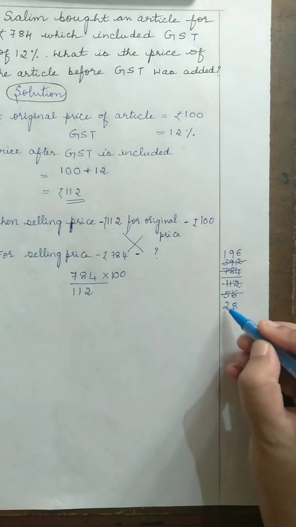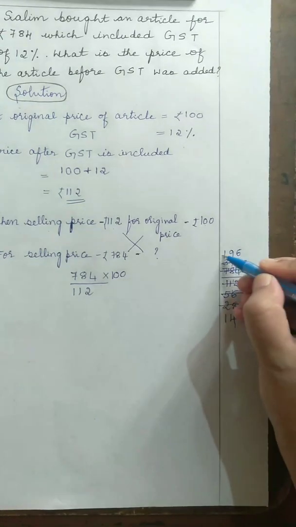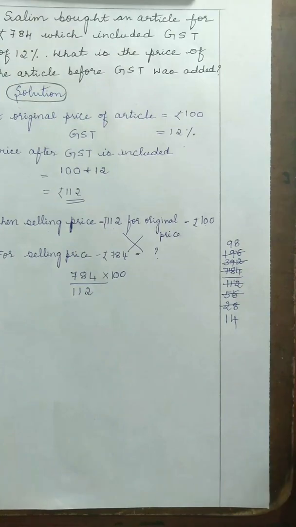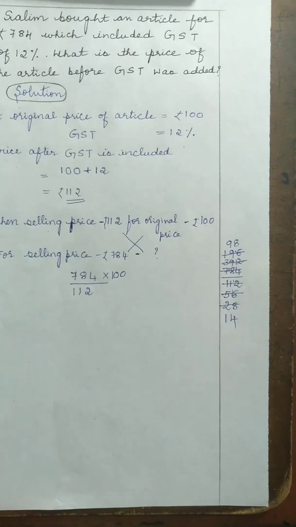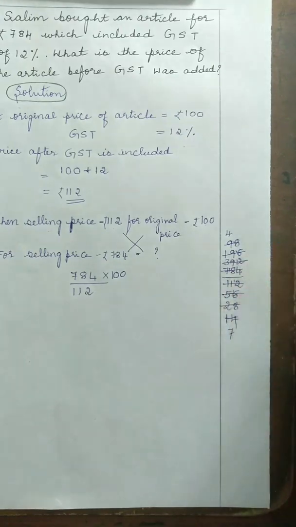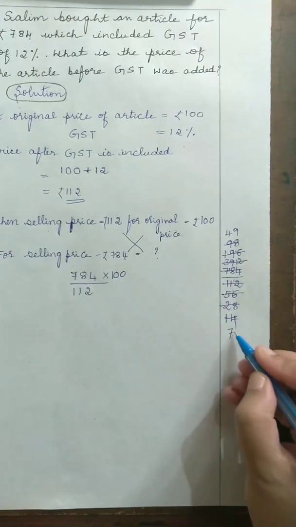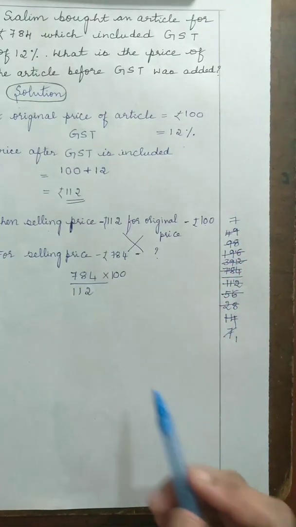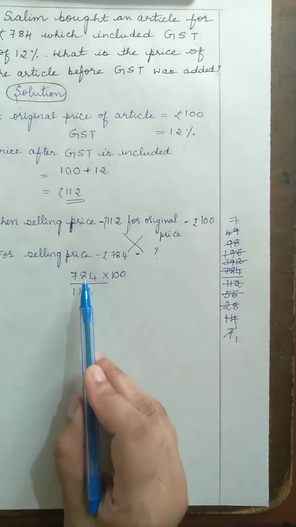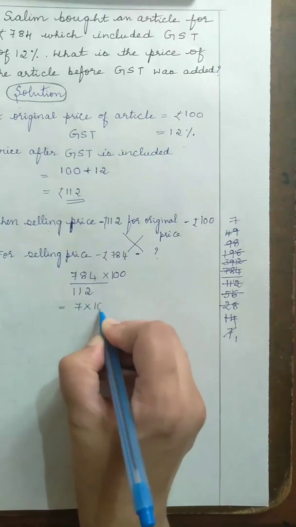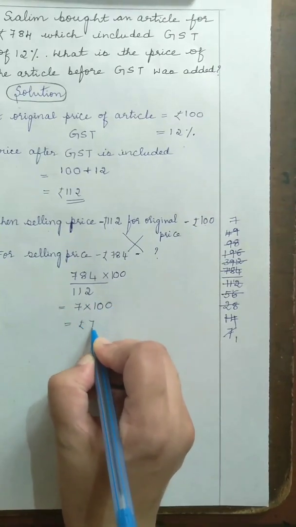Again it goes by 2. 2 ones are 2, 2 fours are 8. Then 2 nines are 18, 19 minus 18, 1 is remaining. 2 eights are 16. So 98 by 14. In the next step, 2 sevens are 14. Then 2 fours are 8, 9 minus 8, 1 is remaining. 2 nines are 18. 49 by 7. 7 ones are 7, 7 sevens are 49. Therefore, on simplifying this 784 by 112, we got the answer 7 into 100. 100 into 7 will be rupees 700.